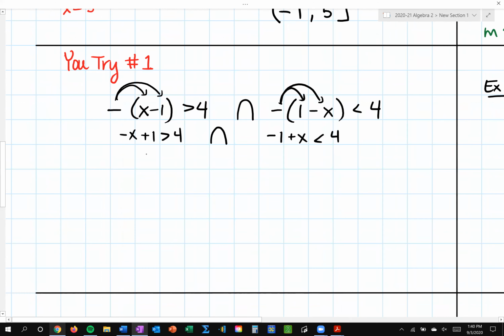If I want to get x by itself, first we subtract 1 from both sides. So we get negative x is greater than, I'm sorry, just greater than 3. And then if I want to get the x by itself, I should divide by negative 1 on both sides.